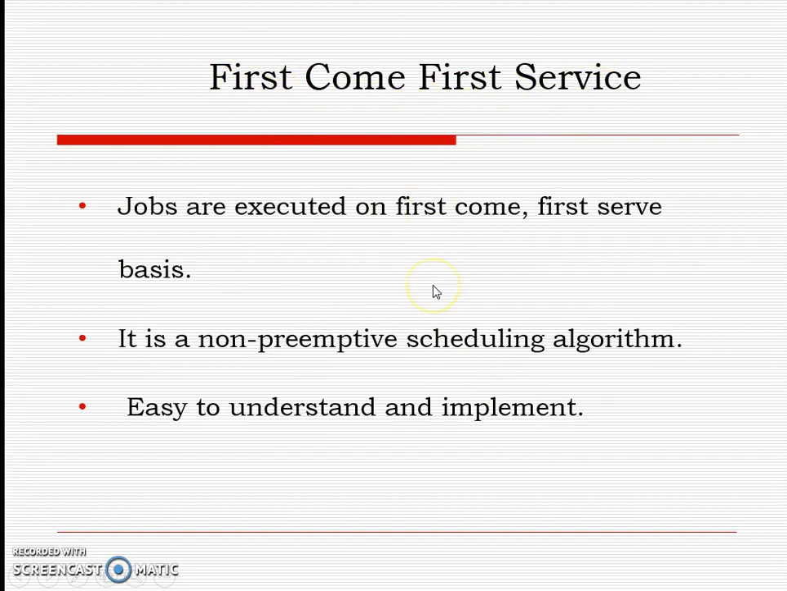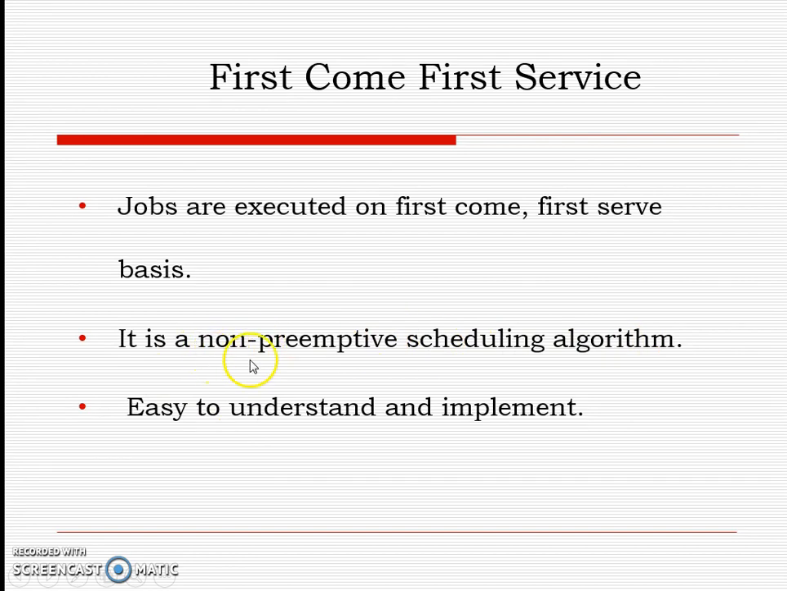In first come first serve scheduling, the process which came first into the ready queue can execute first. That is the main theme of first come first serve. Jobs are executed on a first come first serve basis. It is very easy to understand and very easy to implement. Another important feature is that it is a non-preemptive scheduling algorithm.